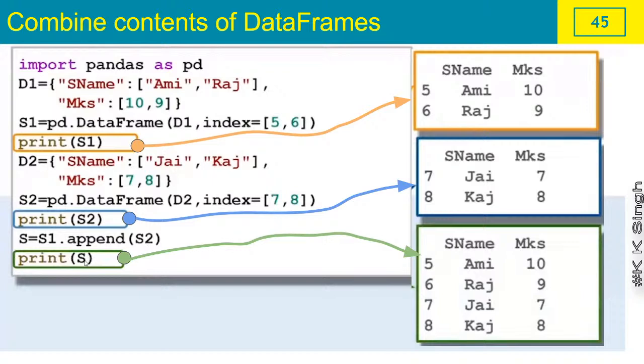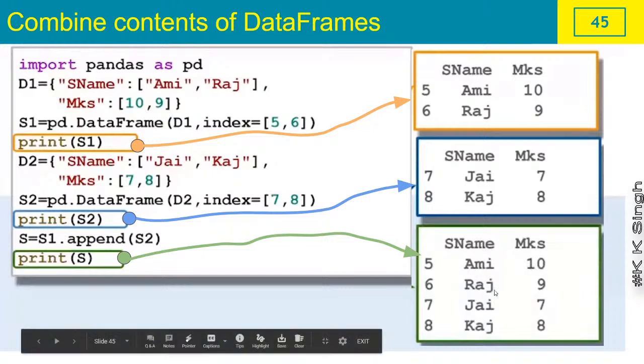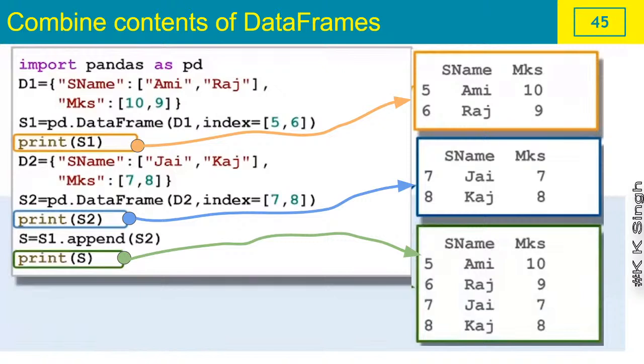So when you print S, you'll get 5 Ami marks 10, 6 Raj marks 9, 7 J marks 7, and 8 Kaj marks 8. So this way you can add, or the first data frame, and at the bottom of the first data frame the second data frame will be appended or added. So the resultant data frame will have 5, 6, 7, 8 as the indexes, but iloc will be 0, 1, 2. Okay, now next.